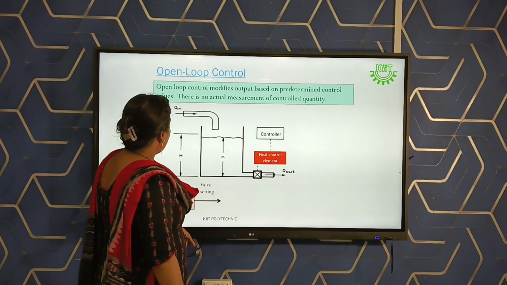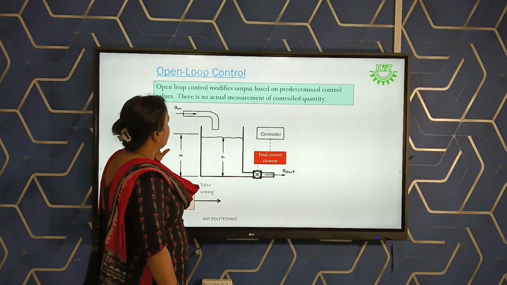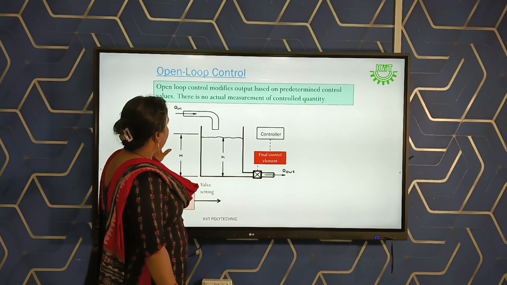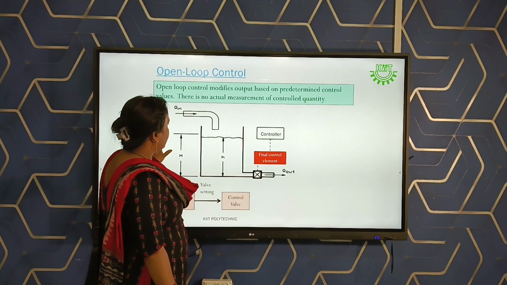Next, an open loop control system modifies the output based on predetermined control values. There is no actual measurement of the control quantity, basically.